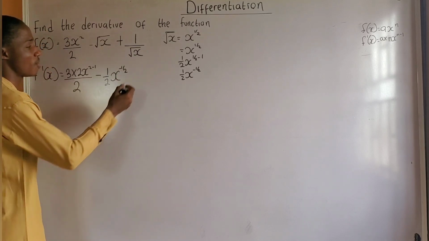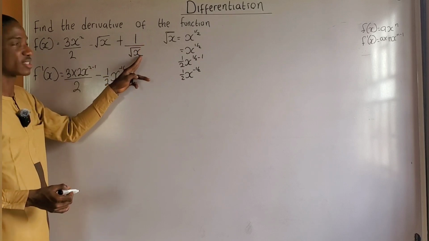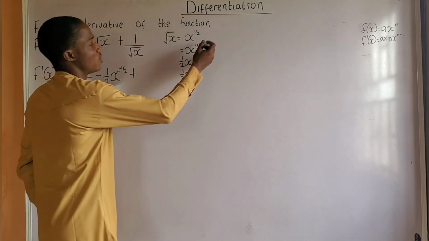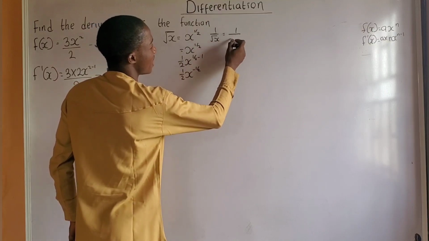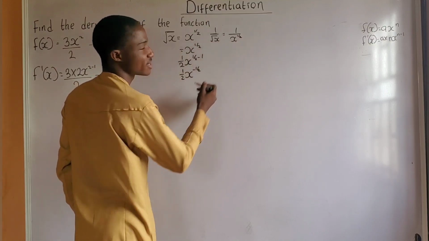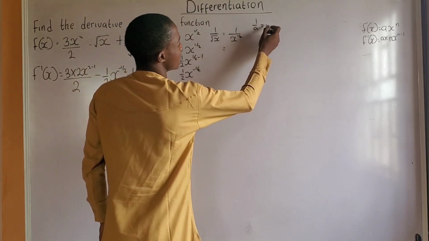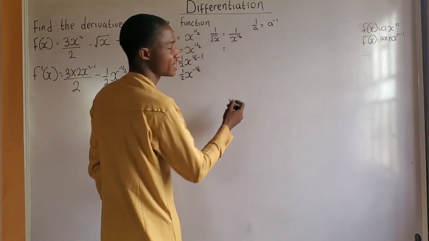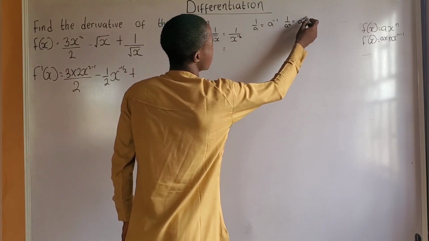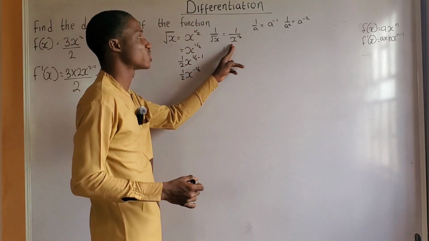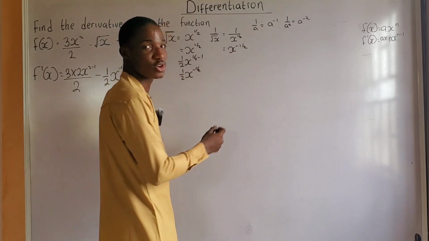Now, plus, please pay attention. 1 over root of x, how do you solve this? 1 all over root of x will be equal to 1 over x raised to the power of what? 1/2, right? Now, according to the law of indices, if you have 1/a, it can be written as a^(−1), right? And 1/a² is a^(−2). So 1 over x^(1/2) will give us x^(−1/2). Do you understand?